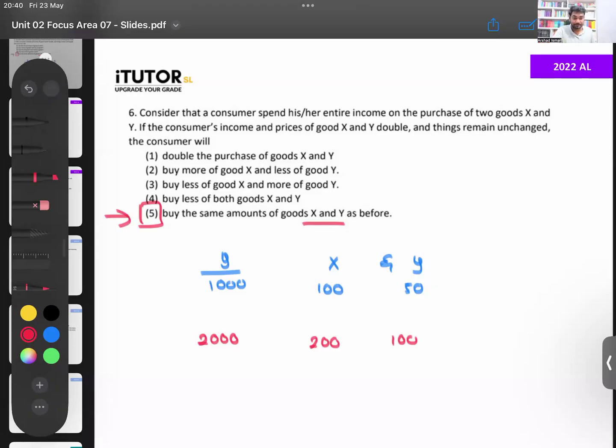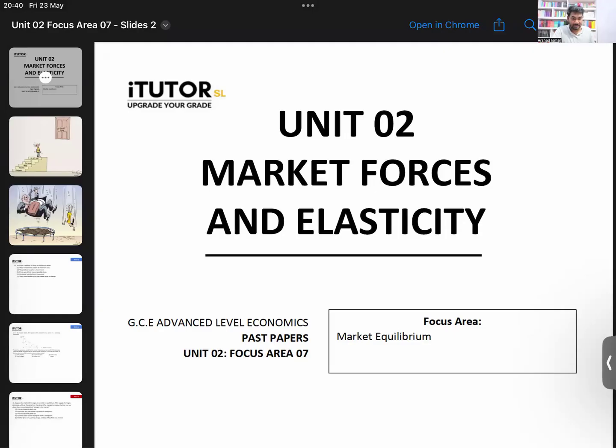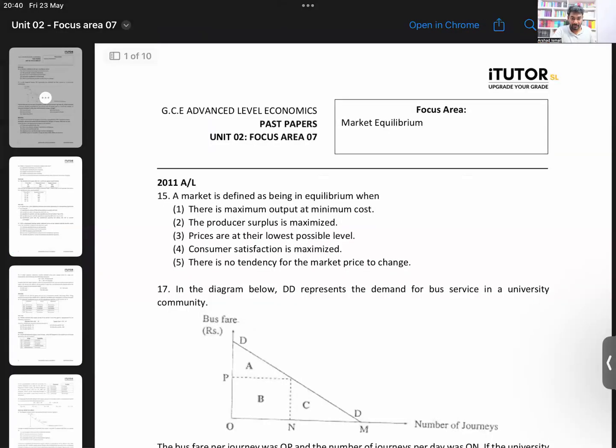Sorry, 2022, you said question number 5, no? Let me do that as well. Not this. Second. Okay. You said question 5 was the one missing. 2022.